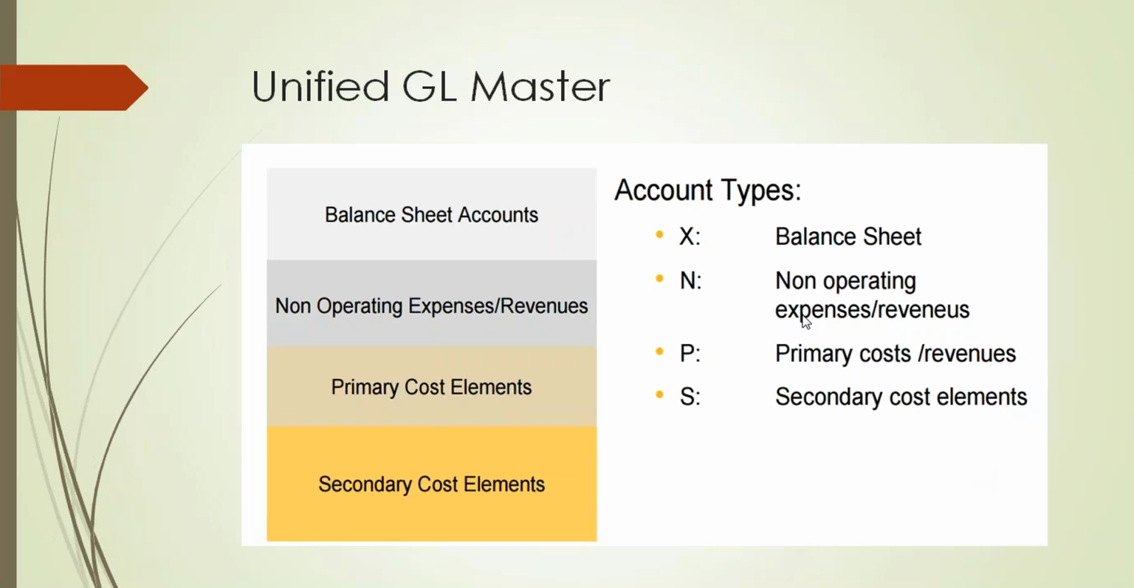So the balance sheet account and the non-operating expense revenues account are where we don't need the cost element to be created, and these are the two types of accounts where normally we create the cost element against the GL accounts. So non-operating expenses or revenue means it is a P&L account? Yes, they are the P&L accounts.